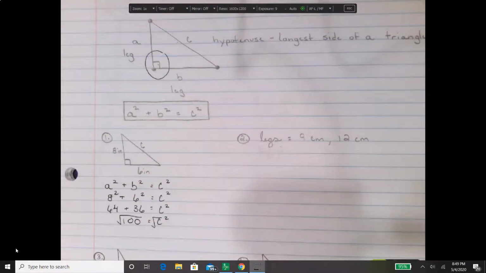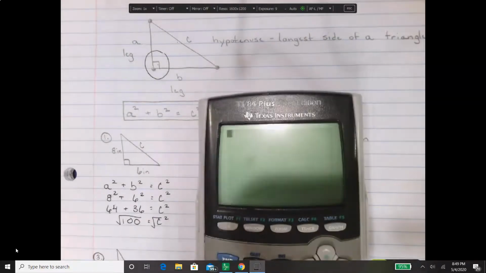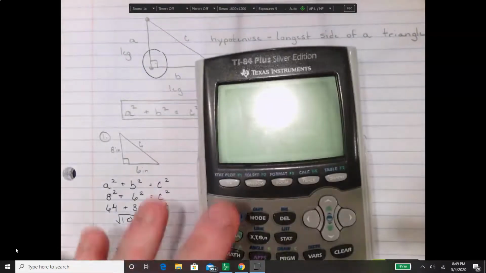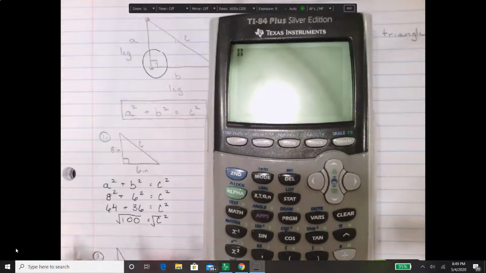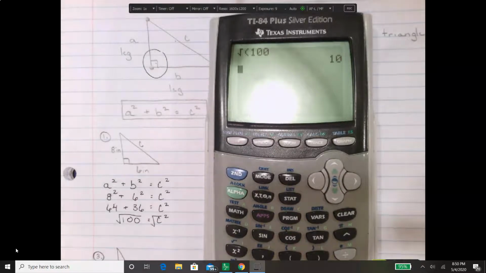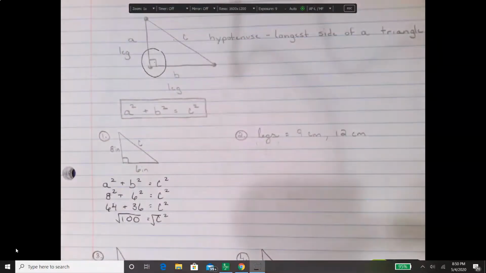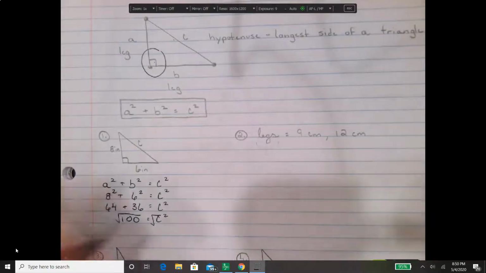If you're unfamiliar with square roots, a little refresher here: if I hit the second button on my calculator and then come down to x squared, notice how above x squared you've got the square root symbol. So I can hit second, then that square root symbol, and type in 100, and that's going to be equal to 10. Really I'm just looking for what times itself is equal to 100.